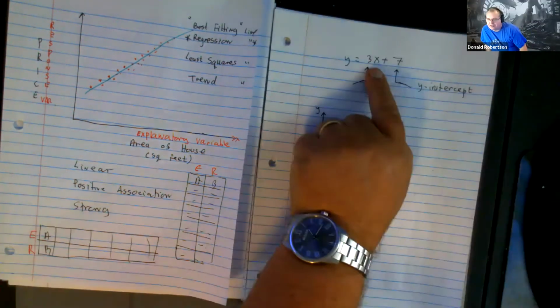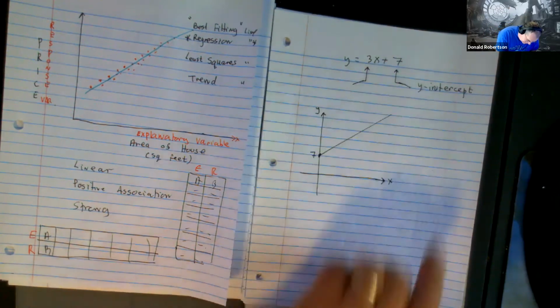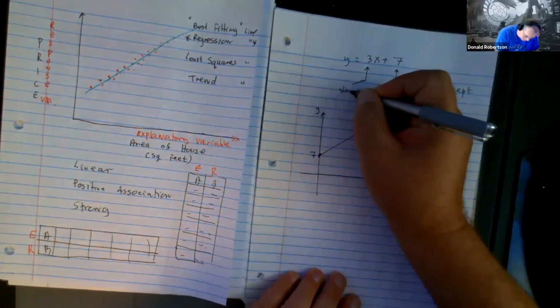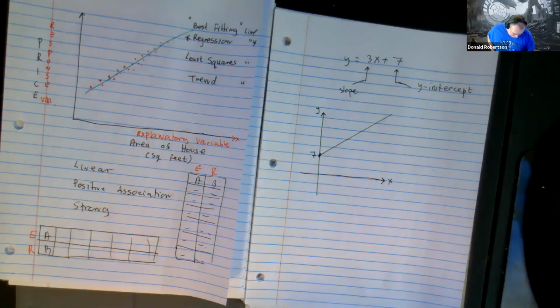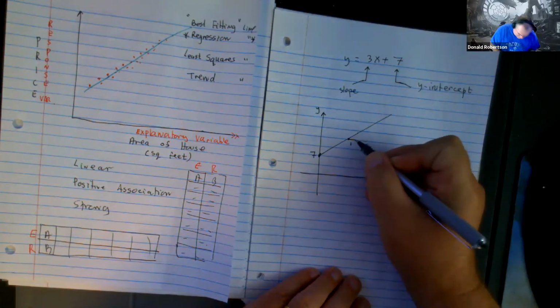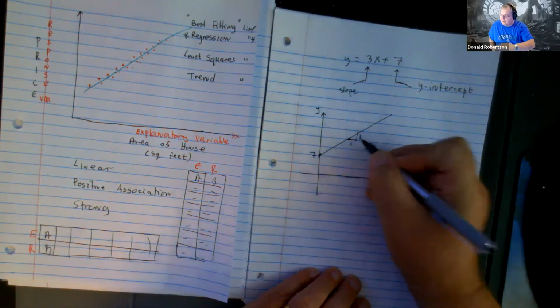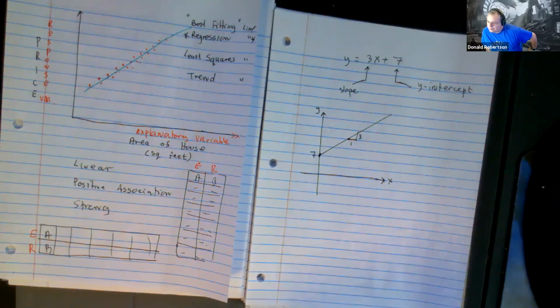This number next to the x, this number 3, actually is the slope of the line. Agreed? And the slope of the line would be basically, if you went one along, you know, for every 1 unit along, you'd go 3 up, right? It gives you an idea of how steep the line is. So far, so good. Nothing too weird and wonderful.